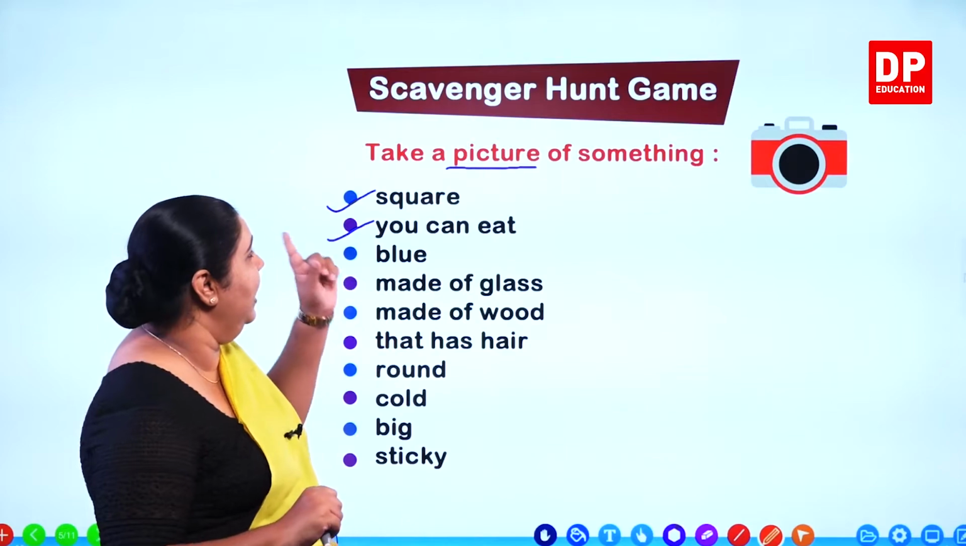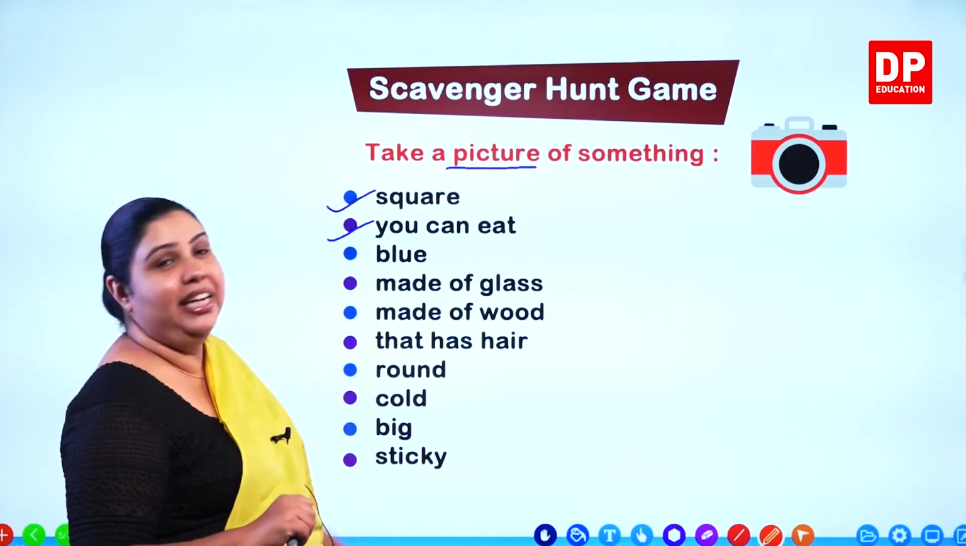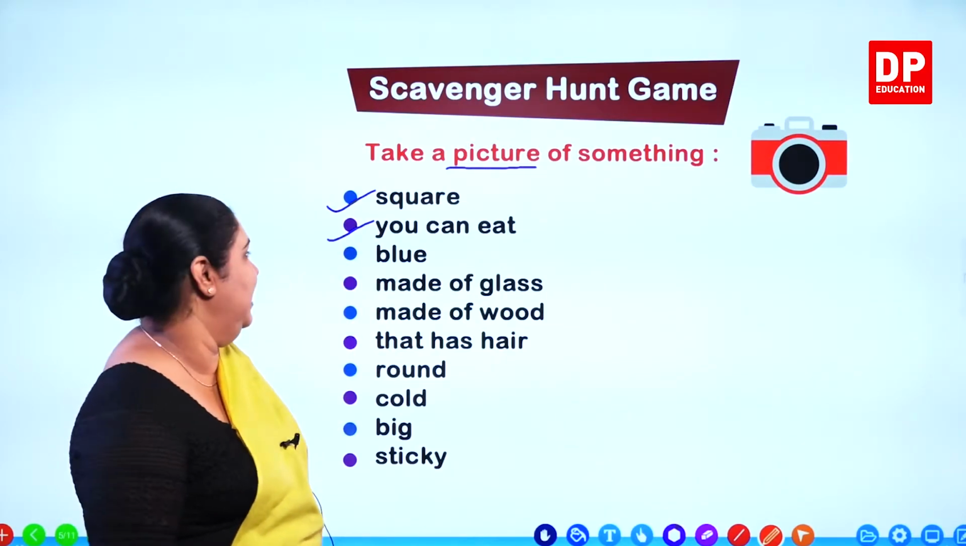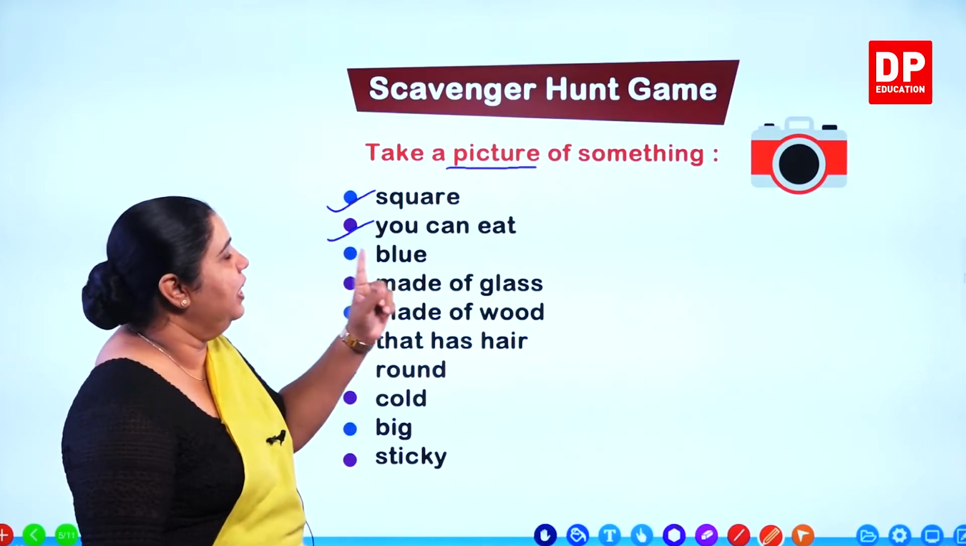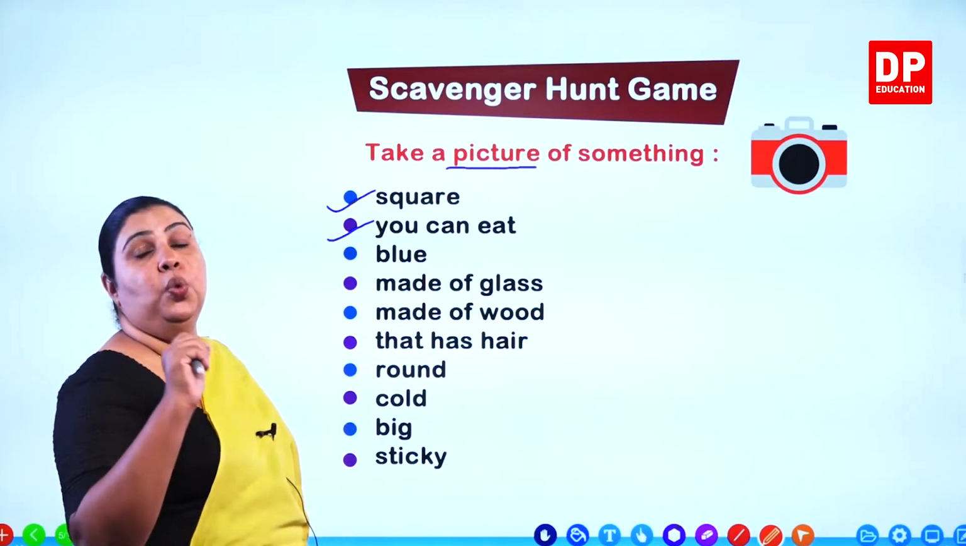So that is why they say take a picture of something you can eat. Something interesting. Next, take a picture of something blue.